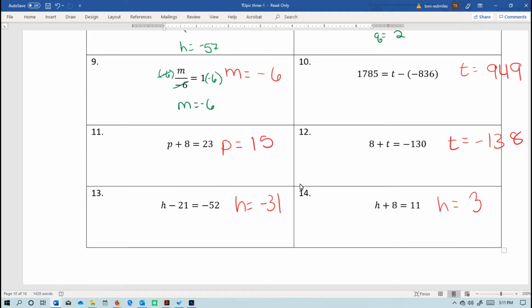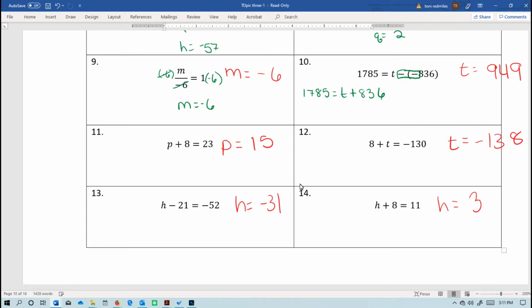All right, in this one, we have a double sign problem. We can't have double signs. Makes no sense. I can't subtract 836. So the first thing I'm going to have to do is change those signs. Because of the same sign, it actually means to add.